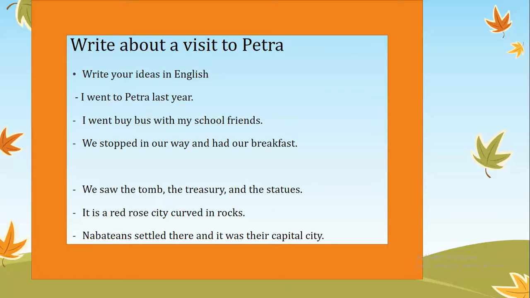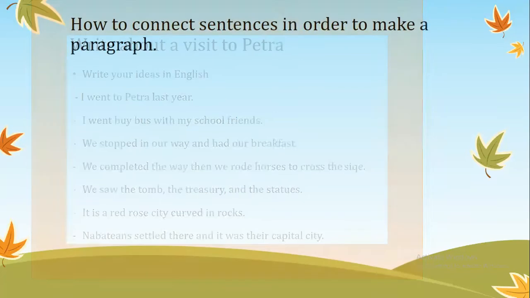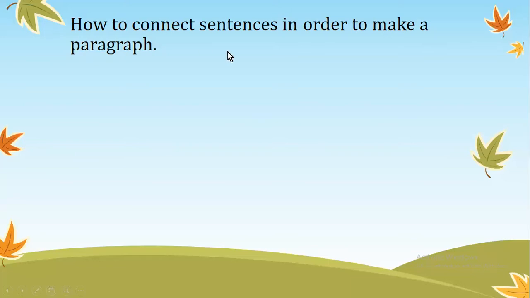يكون عندي ولا خطأ. I went to Petra last year. I went by bus with my school friends. We stopped in our way and had our breakfast. We saw the tomb, the treasury, and the statues. It is a religious city. هون إذا قعدت أتذكر كل إشي ما بعرفه عن بترا. هلا next step. We completed the way by horses. اوكي. هاي حكيت كل افكاري.